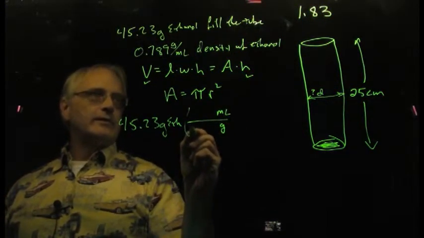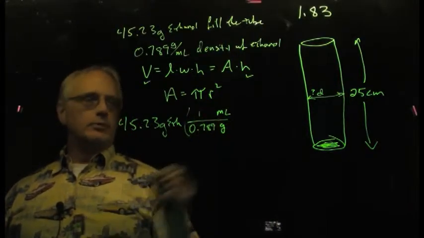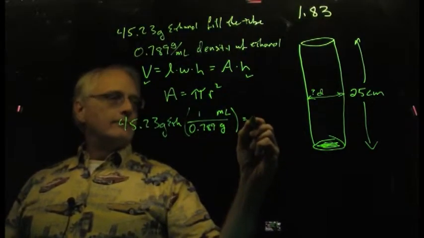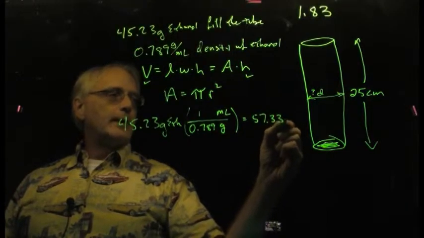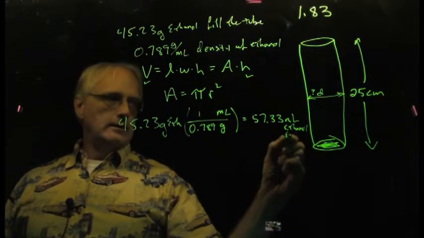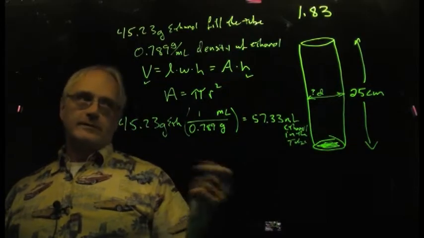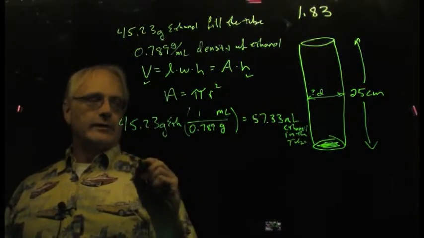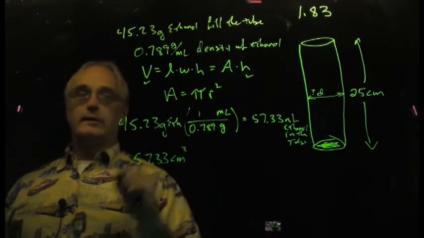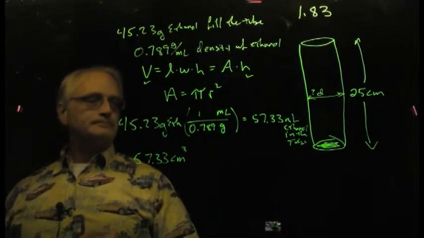The density of this stuff is 0.789 grams per each and every 1 milliliter. And if I do that magic little calculation, I come out with 57.33 milliliters of ethanol in the tube. There it is. And remember, 57.33 milliliters is also 57.33 cubic centimeters, the volume of the ethanol in the tube.